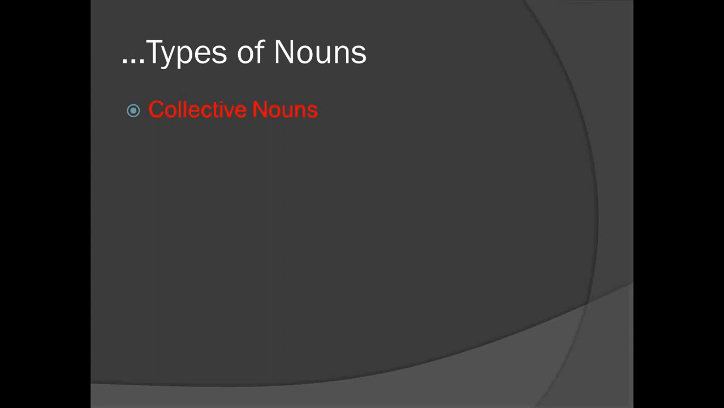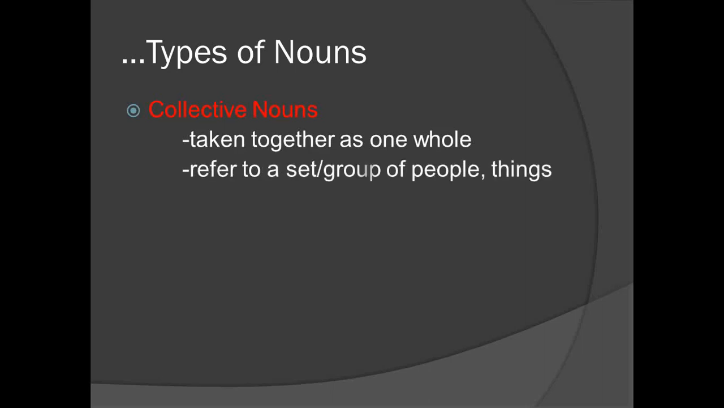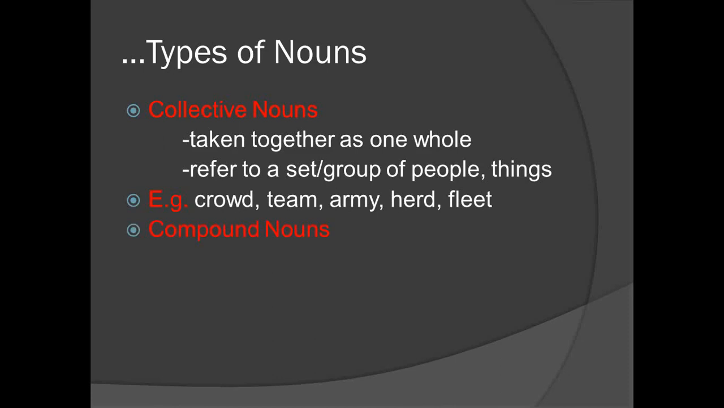Our next type is collective nouns. Collective nouns are those names which are taken together as one whole. They refer to a set or group of people or things. For example, crowd, team, army, herd, and fleet are some of the collective nouns.